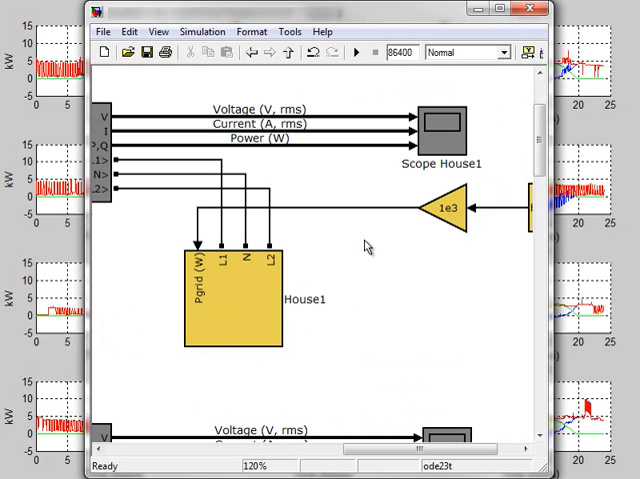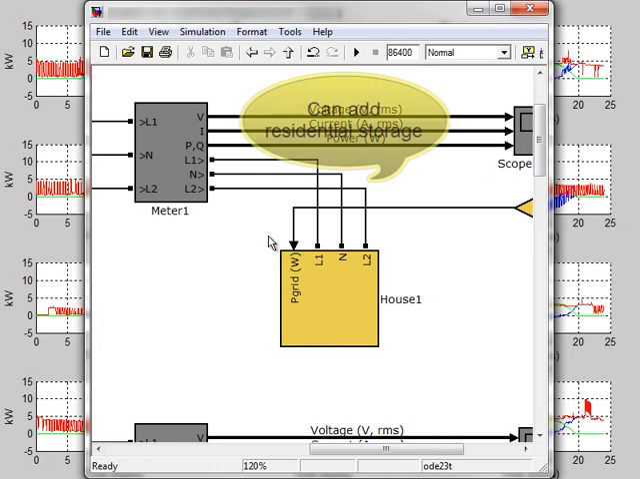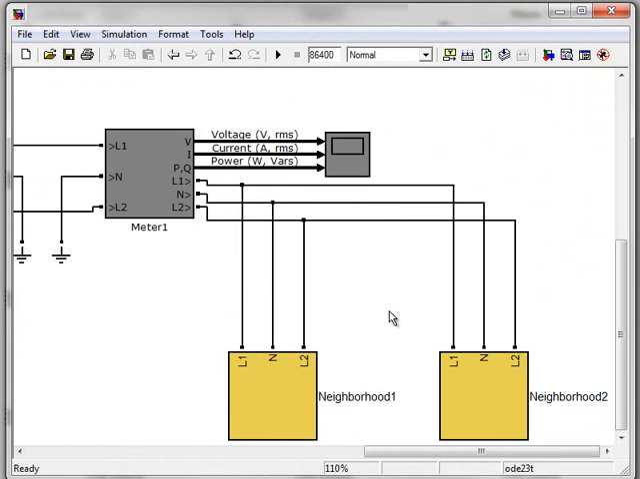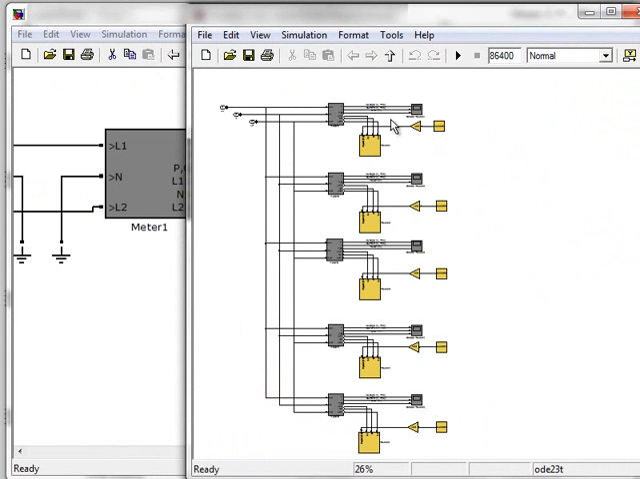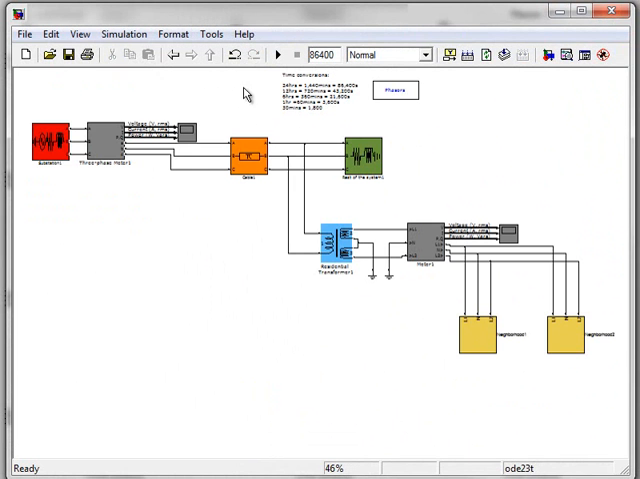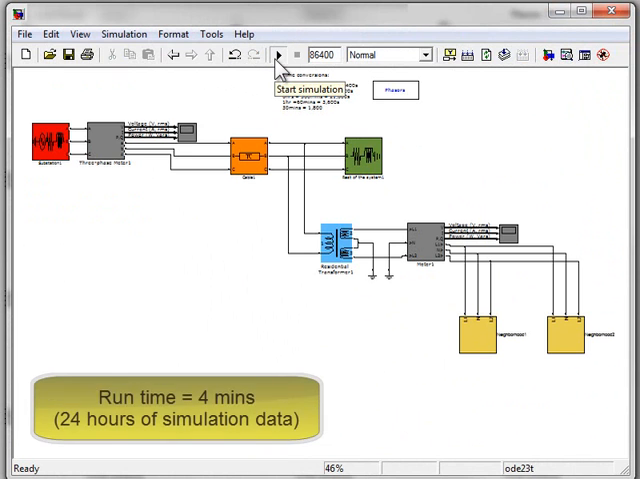If energy storage is desired at the residential side of the meter, it can be connected or placed at this point here. This neighborhood shows 5 homes. Neighborhood 2 also shows 5 homes. The data for each house is different. Let's run this model and see what the simulation results look like.